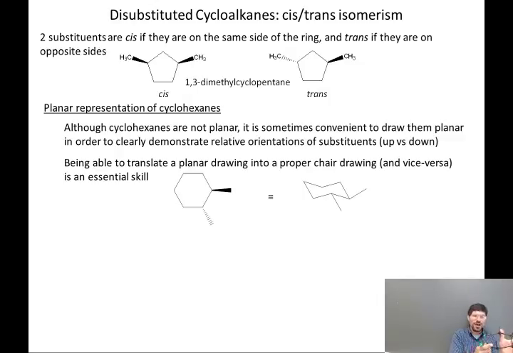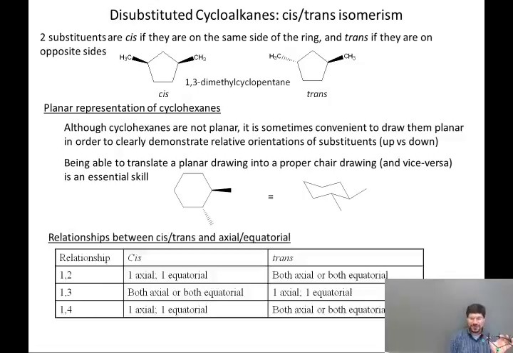Now, we already know that equatorial is favored more than axial is. So in the case of 1,2-dimethyl cyclohexane, we can have both substituents occupy equatorial positions. One of them is pointing up and out, and the other one is pointing down and out.